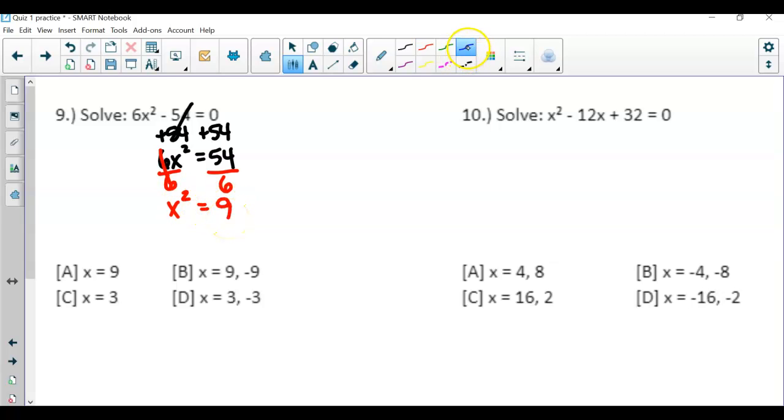But our answer is not 9, right? We now need to take the square root, cancel out our squared. And x is equal to not just 3, but positive negative 3. So that's why the answer is D.